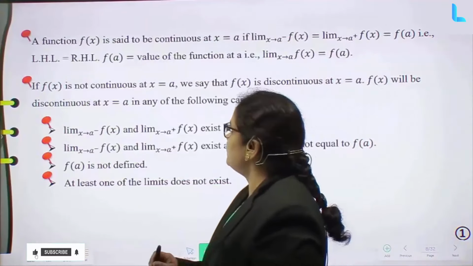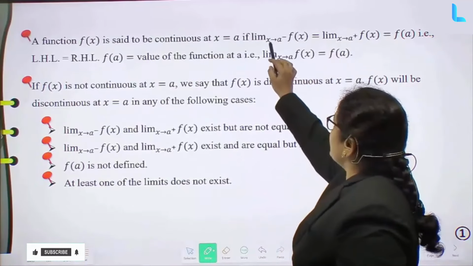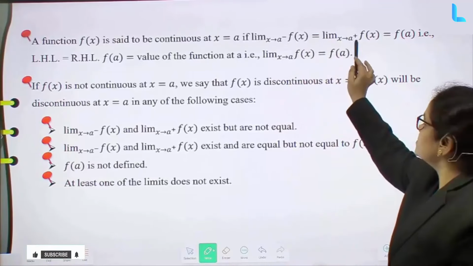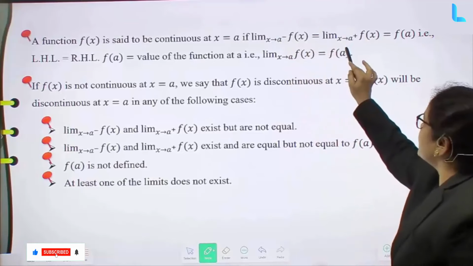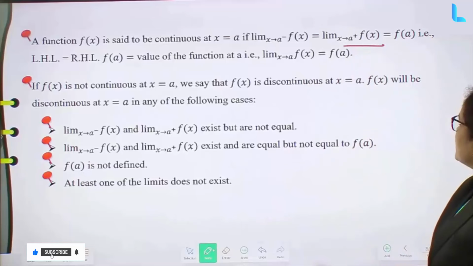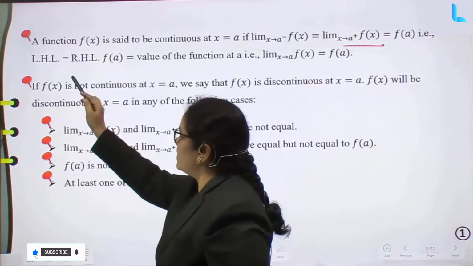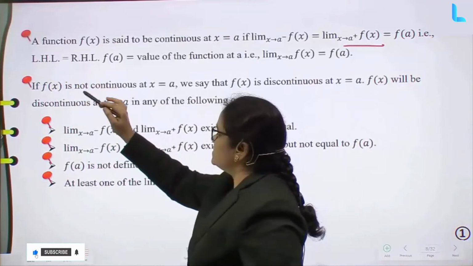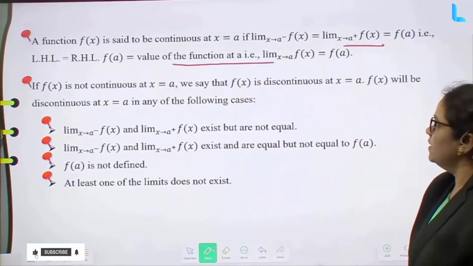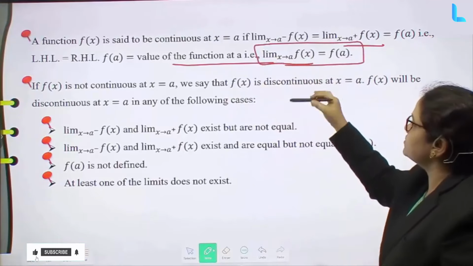A function f(x) is said to be continuous at x equal to a if limit x approaches a negative f(x) equals limit x approaches a positive f(x) equals f(a), that is, the left hand limit equals the right hand limit. f(a) is the value of the function at a, that is, limit x tends to a of f(x) equals f(a). This is the continuous function.